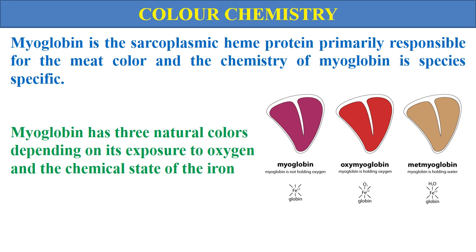So that is the best bright color of meat in presence of oxygen, the formation of oxymyoglobin, and we call it bloom. Whereas when the myoglobin gets oxidized, then it becomes metmyoglobin, and the iron here becomes in the oxidized or ferric state, then it becomes dull in color. So these are the three aspects of color of myoglobin which we will see further.